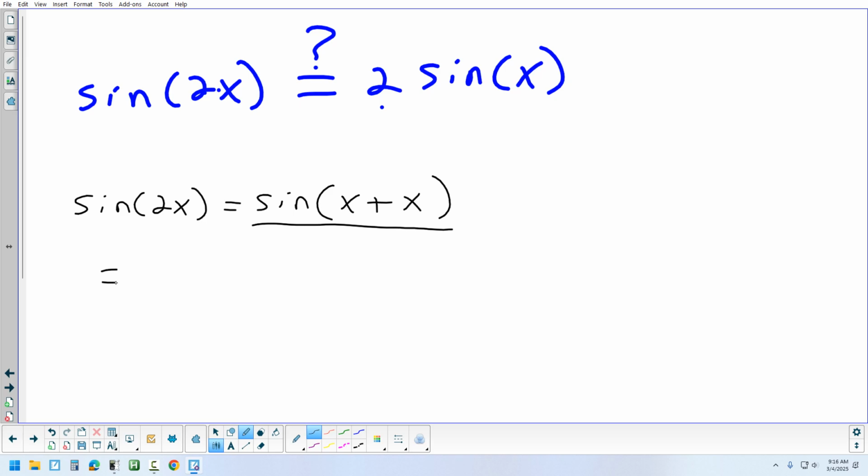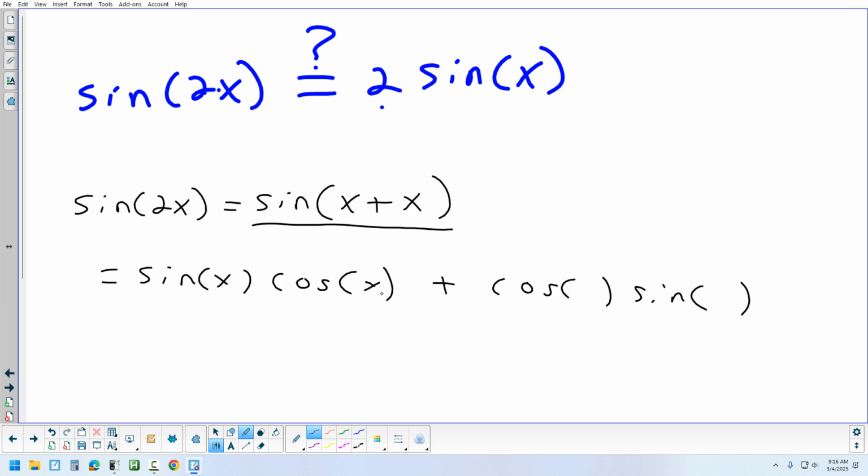Okay, so sine sum, are we mixing the trig functions or grouping them? Mixed. So sine and a cosine, and then a cosine and a sine. How about my symbol between them? Plus or minus? Yep, plus. We copy it down, and now fill in your angles. X, X, X, X. They're the same.